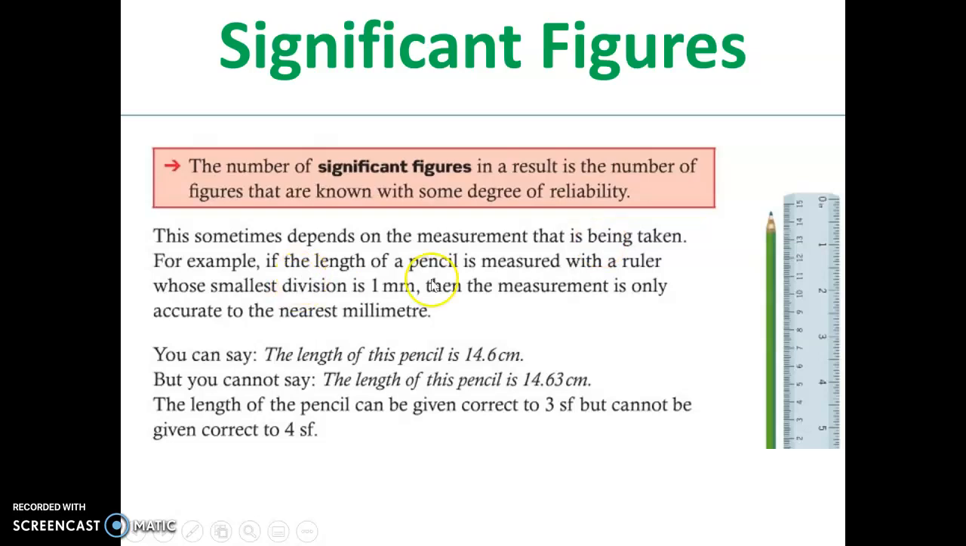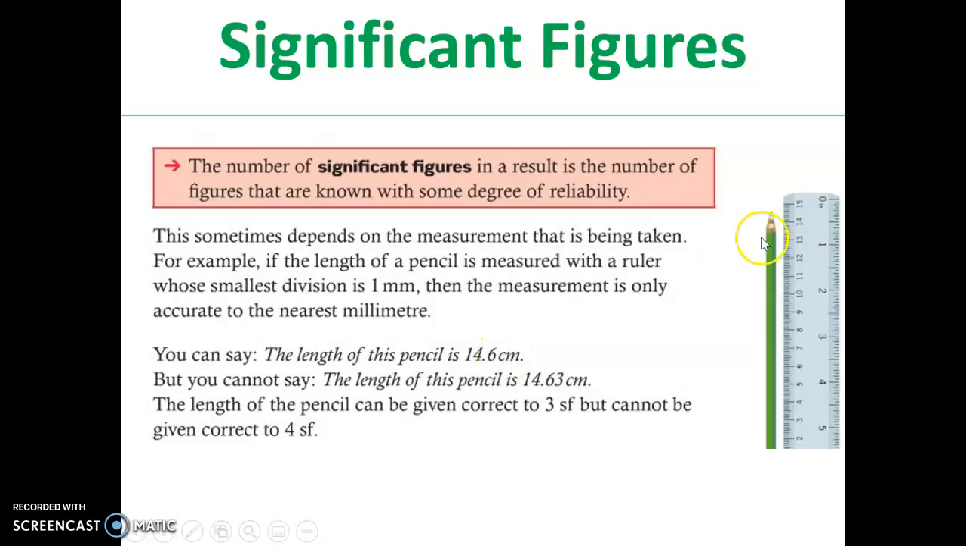For example, if the length of a pencil is measured with a ruler, whose smallest division is 1 millimeter, we can see here these numbers represent centimeters, but then the little lines are millimeters, then the measurement is only accurate to the nearest millimeter. So let's say the length of this pencil is 14.6 centimeters, and you can see here, 14, and then if you count the little millimeter lines, 14.6.